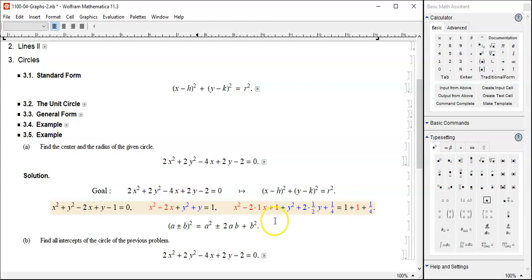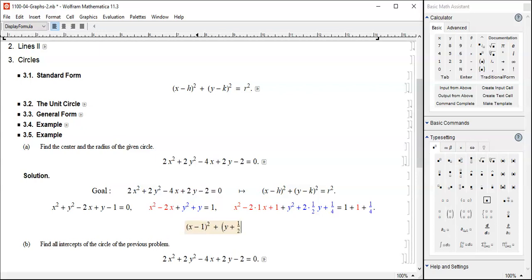Red was a little bit easier because we had this even coefficient to begin with. Blue was a little bit harder. We have to artificially create 2 and then a fraction, and then square of that fraction. In the end, we got what we wanted. So what we have is x minus 1 total quantity squared plus y plus 1/2 total quantity squared is equal to 1 plus 1 plus 1/4, 9/4.